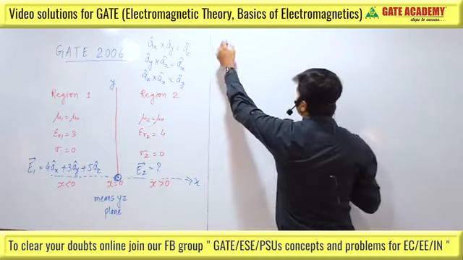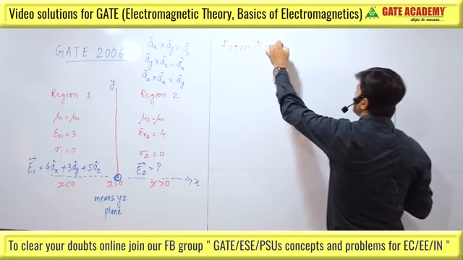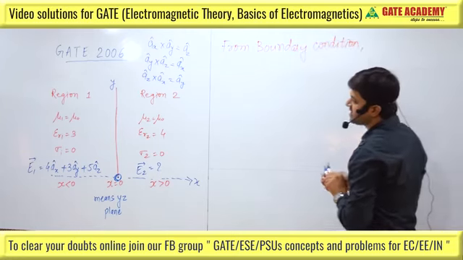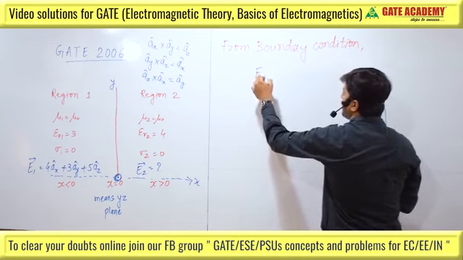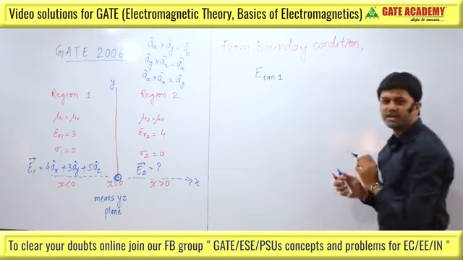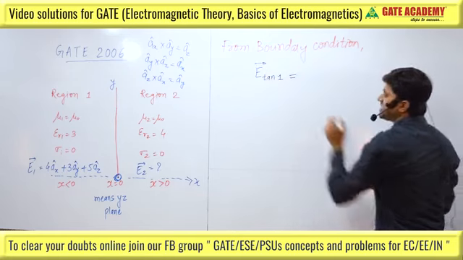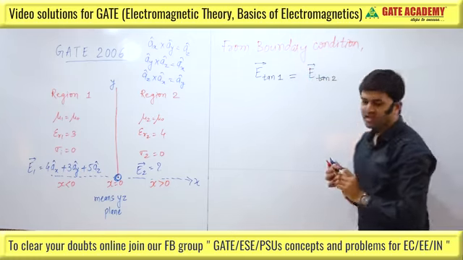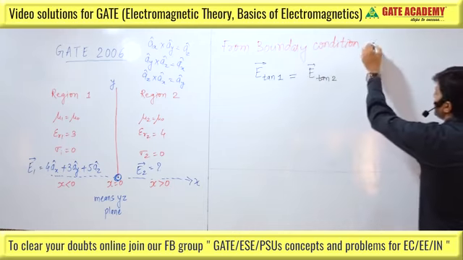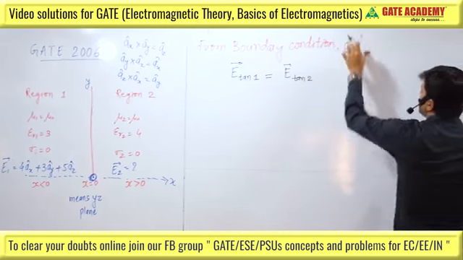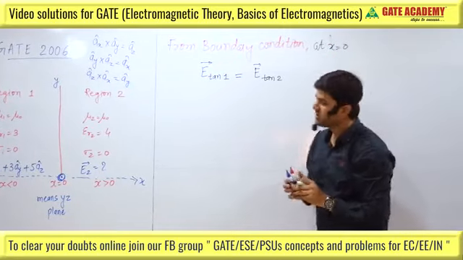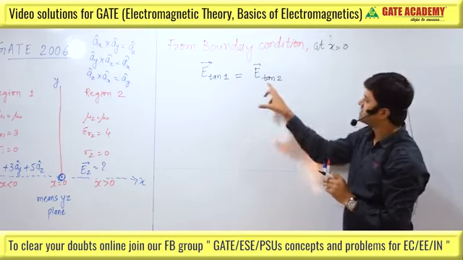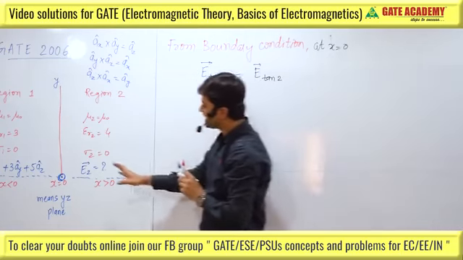Now from boundary condition, we know that tangential component of electric field in region 1 is same as tangential component of electric field in region 2. From boundary condition, at x equal to 0 plane or at the interface, tangential component of electric field in region 1 is same as tangential component of electric field in region 2. Now what should be the tangential component?